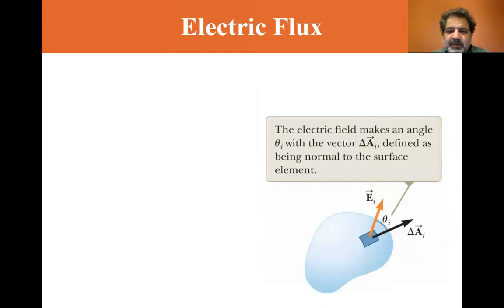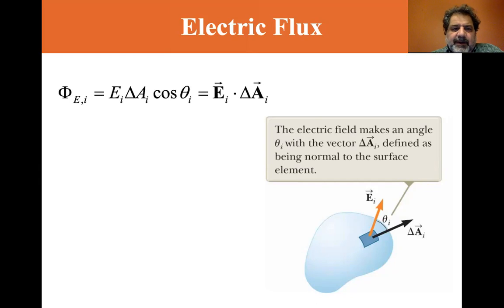Now the electric field makes an angle theta I with a vector delta A I defined as being normal to the surface element. Whenever we talk about the surface normal, it applies wherever the surface is. Even if you take a little section of curved surface, you can find a normal to that surface, that is, the vector that's perpendicular to it.